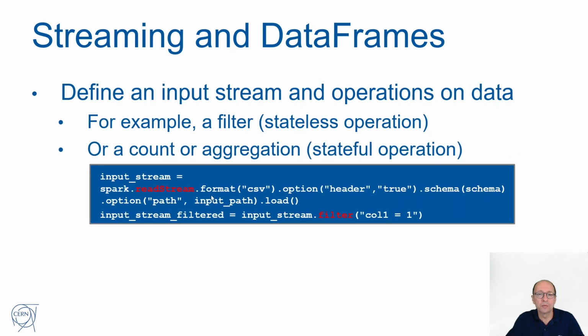Okay, the next step is to do some processing with this input stream that comes in. We can, for example, do a filter, which is a stateless operation, or we can do more complex stateful operations like count or aggregations. Again, here in the example, you see spark.readStream, format CSV, and then we filter this input stream, applying a filter column 1 equals 1.